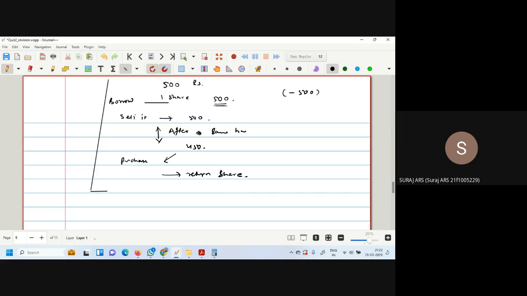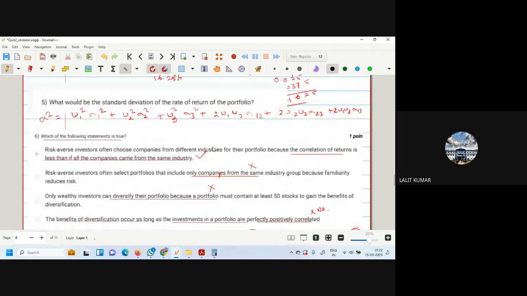So the short selling process is first you borrow and then sell, right? Yes. So you have borrowed and sold it for 500. Here you didn't know whether it would come down or go up. If it goes up to 600, then you're in loss. So due to this borrowing only, this minus 500 is coming. Okay. Perfect.